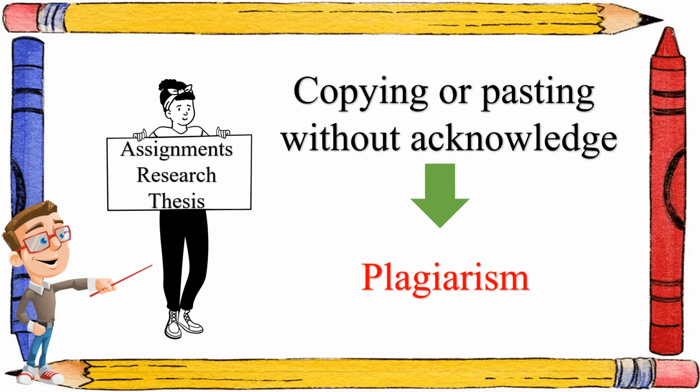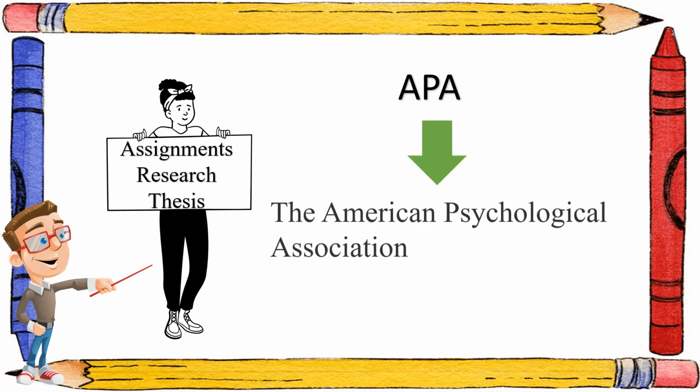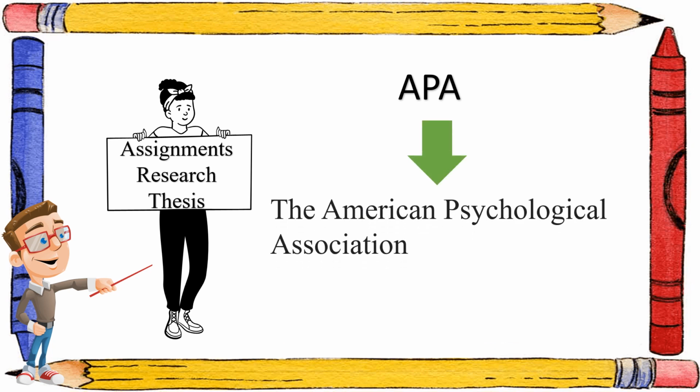So there is a certain way in which you will acknowledge them. Let's see what are those ways. So to avoid the rejection, we add reference and in-text citation in our work in APA format. So APA is called the American Psychological Association. They give us a certain format to follow for writing the reference.